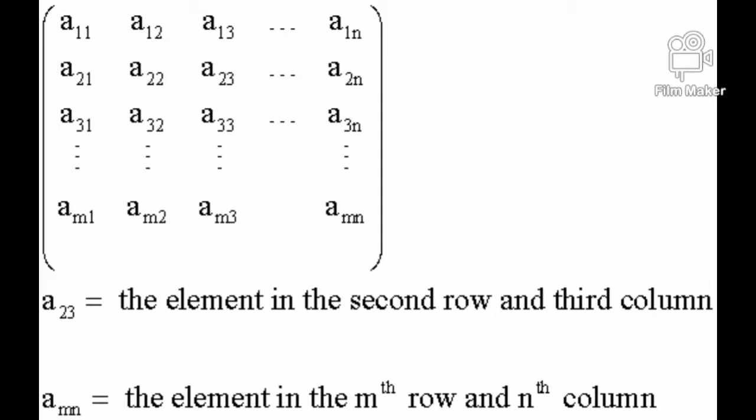a11 means the element a11 is in the first row, first column. In the given example, a23 equals the element in the second row and the third column. So a23 has been placed in the second row and third column.